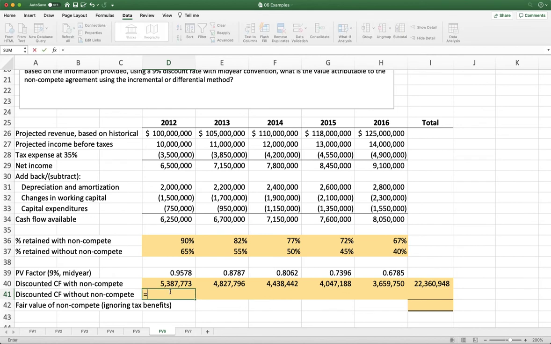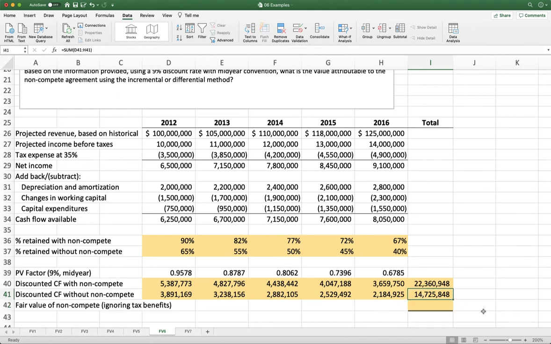So again, we're going to do our present value future cash flows. So we're going to take our cash flows that we are projecting, multiply it by the percentage of customers we think we're going to retain. So that gets us to what the cash flow actually would be. And then we're going to discount it using our present value factor. And we're going to do that all the way across for our 5 years. And then we're going to add up all of those numbers to give us an estimated cash flow of around 15 million.